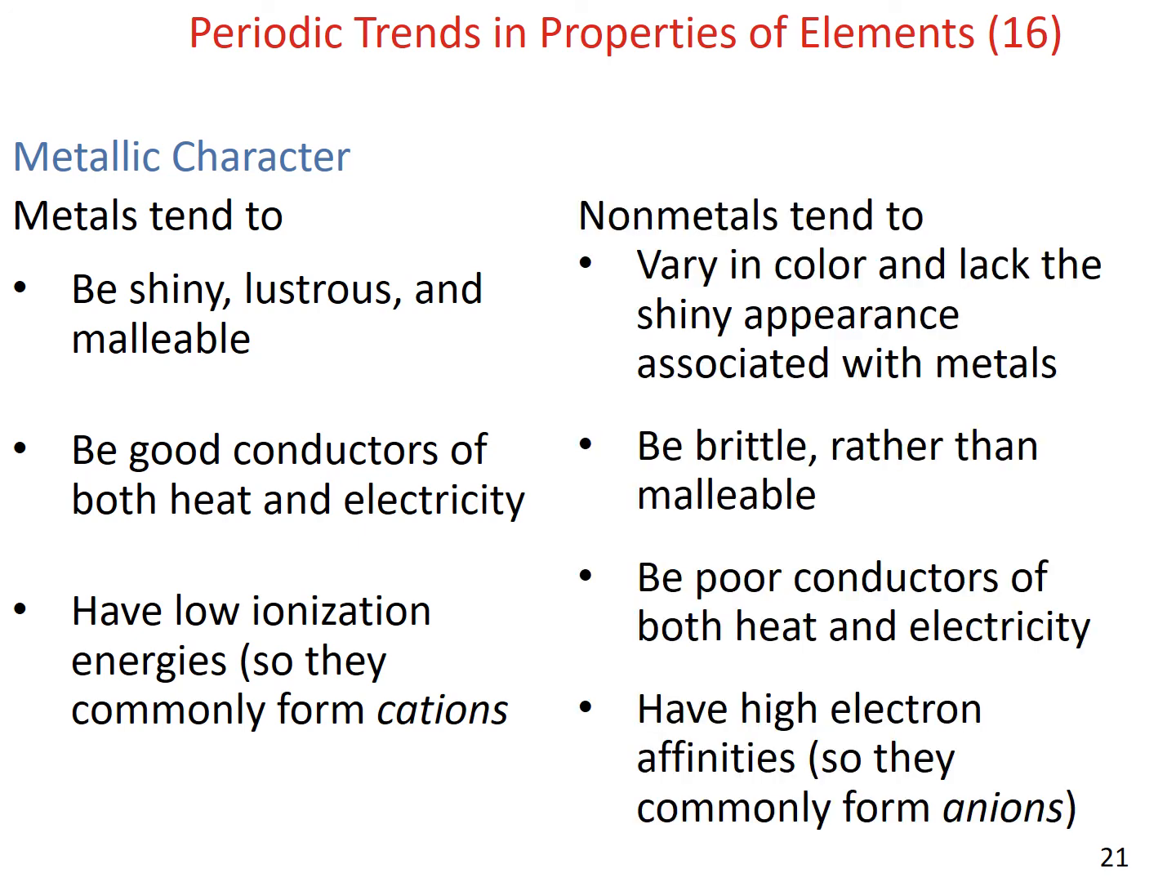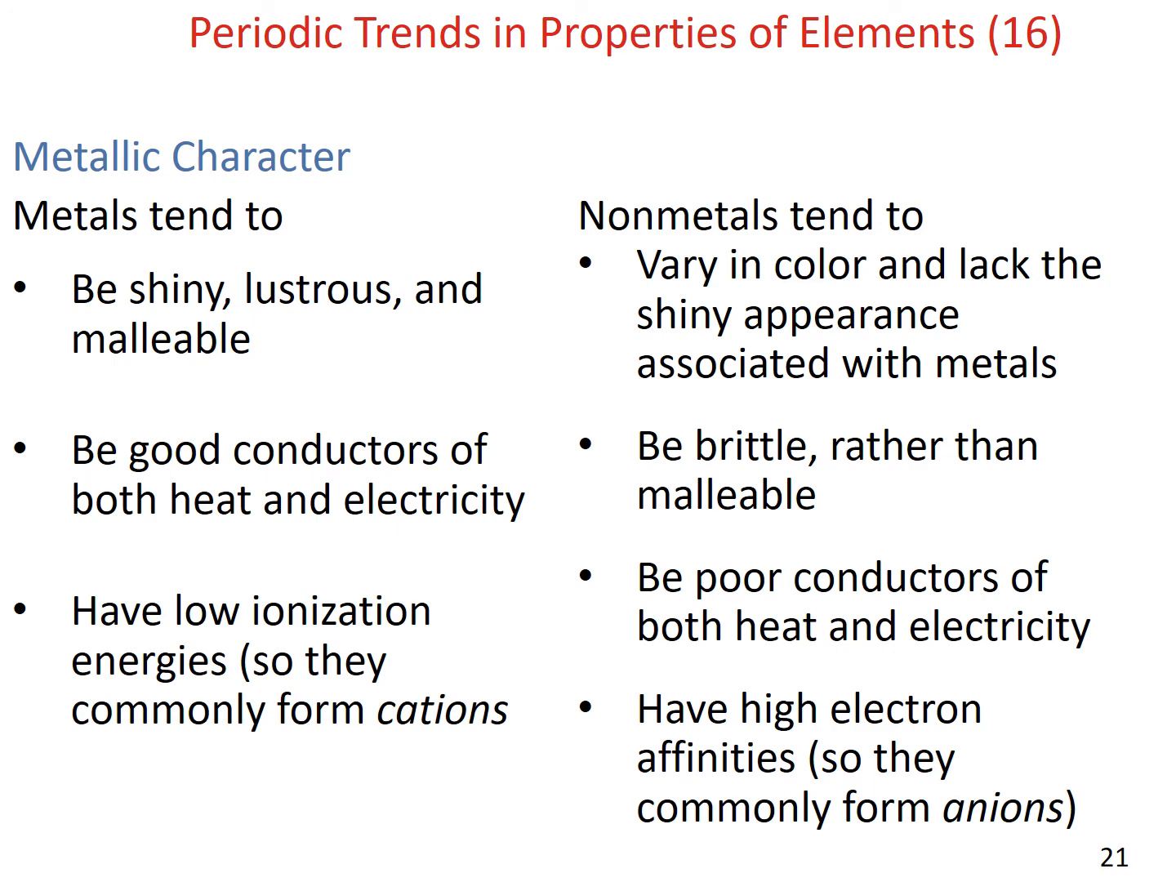Nonmetals vary in color. They tend to not be shiny in appearance. That's associated with metals. They're brittle. They're not malleable. Poor conductors of heat and electricity. And they have high electron affinities. So they commonly form anions. And we kind of already know all of this.